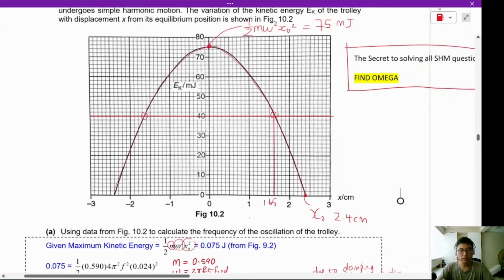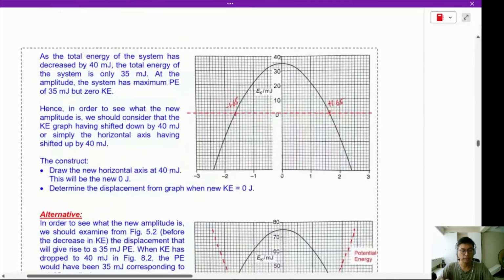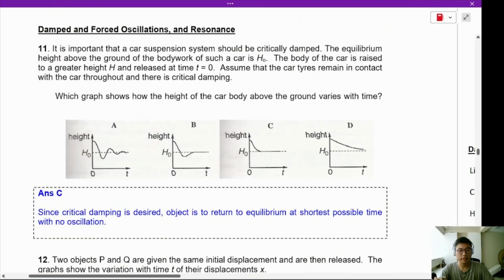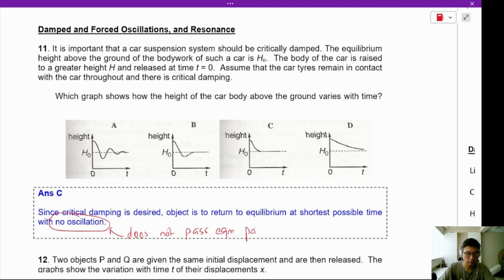Now let's move on to question 11. In question 11, critical damping is when the oscillation returns to equilibrium in the shortest possible time without any oscillation. That means it does not pass through the equilibrium point. Does not pass through the equilibrium position. So C is the answer.